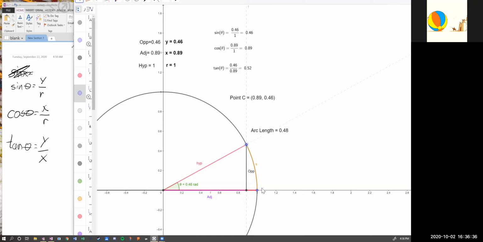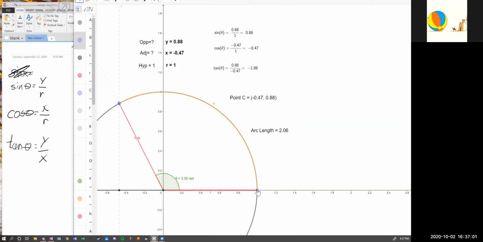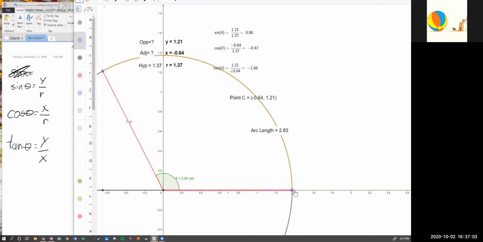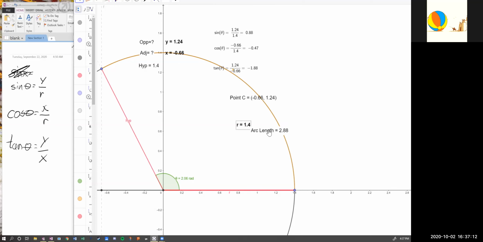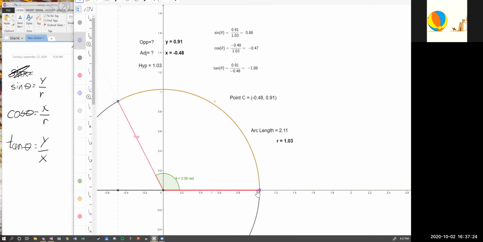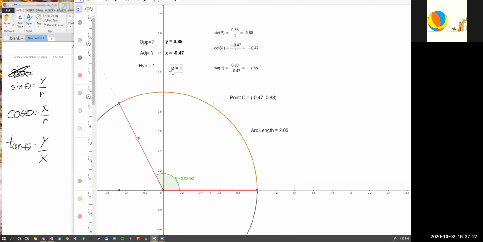And that's going to be true all the way around. An angle with a radian measure of 2.06 creates an arc length of 2.06 on a unit circle. Now, if we made it larger, the arc length and the angle don't match anymore. But if we took the arc length and divided by our radius, that 2.88 divided by 1.4 would be our radian measure.